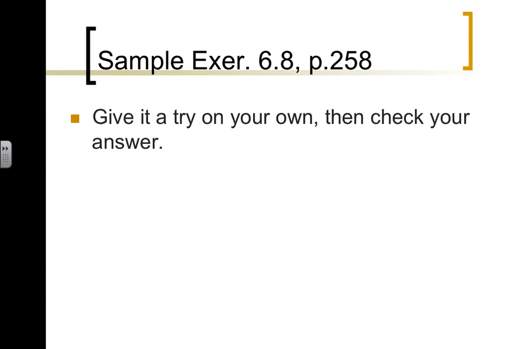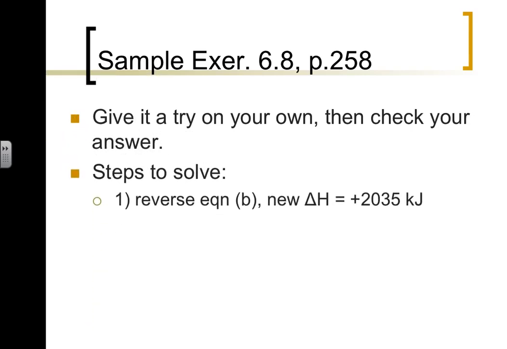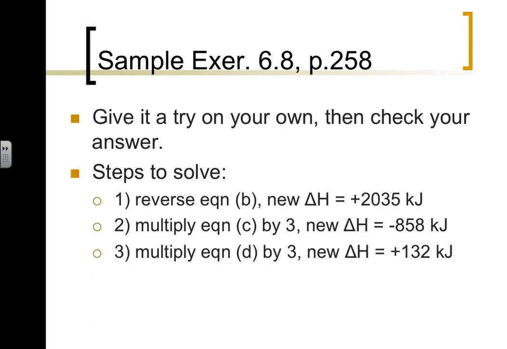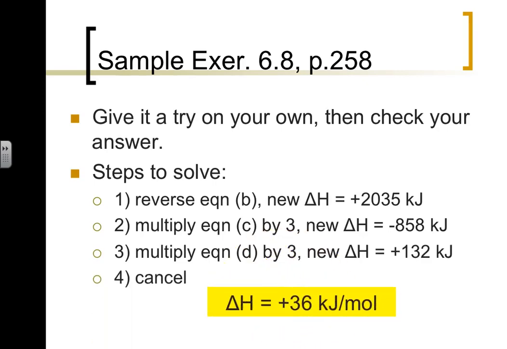Okay, so hopefully your answer would have had you do the following steps. Reverse equation B, and then you have your new delta H value, which is now positive instead of negative. Hopefully you've multiplied equation C by 3 and then produced your new delta H of negative 858. Multiplied equation D by 3 and then adjusted your delta H appropriately. Hopefully you then canceled, and hopefully your final answer is positive 36 kilojoules per mole.